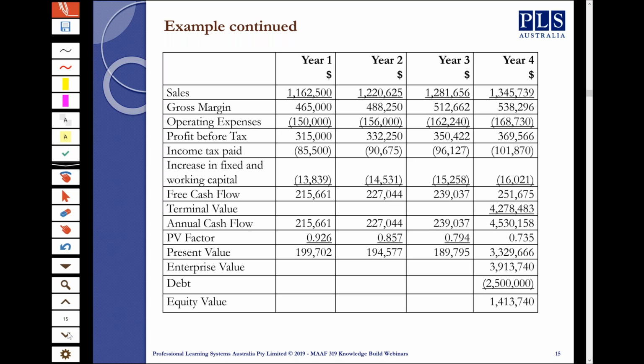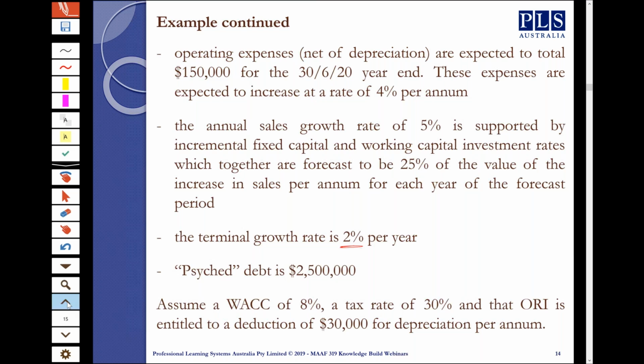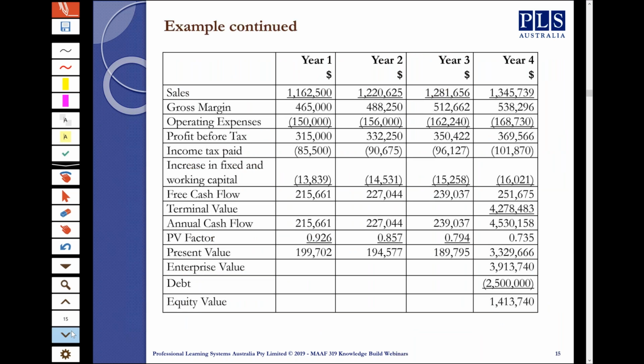So basically your 1162 was given to you. You then got told you had a sales increase per year. You got told your gross margin was going to continue at 40%. And then we got told our operating expenses start at 150, but as you work your way through, are expected to increase at a rate of 4% per annum. So 150, 156, 162 and through.